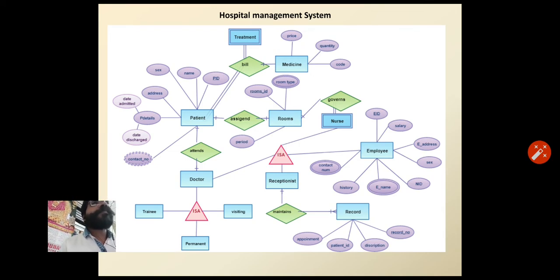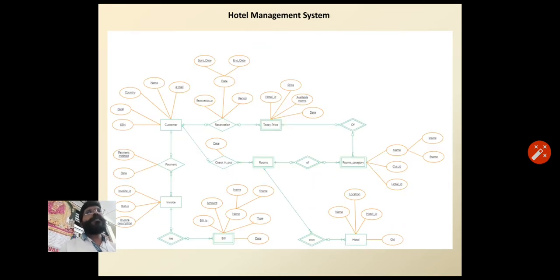Next, this is a hotel management system. In the hotel management system, we can explain customers, hotels and different relations among the entities and attributes. And another case study we have already seen.